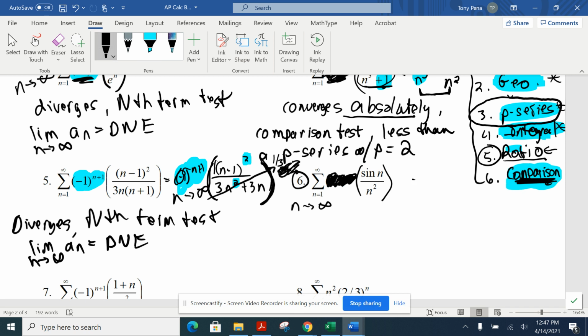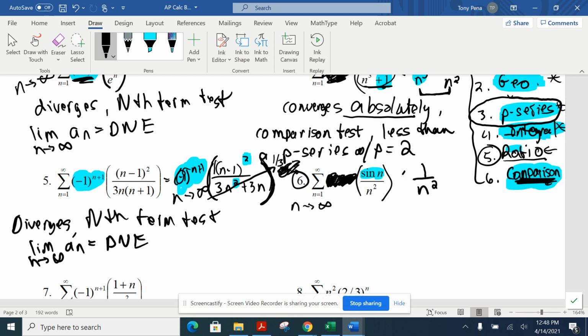But what we can compare this to, leave your n squared alone. And then what we're going to compare it to is 1 over n squared, because isn't 1 over n squared a series that we know converges? That's a p-series that converges. Remember your old amplitude days with the trig functions? What's the largest value that the sine curve could ever take on? 1, right? For the amplitude, that's the biggest value.